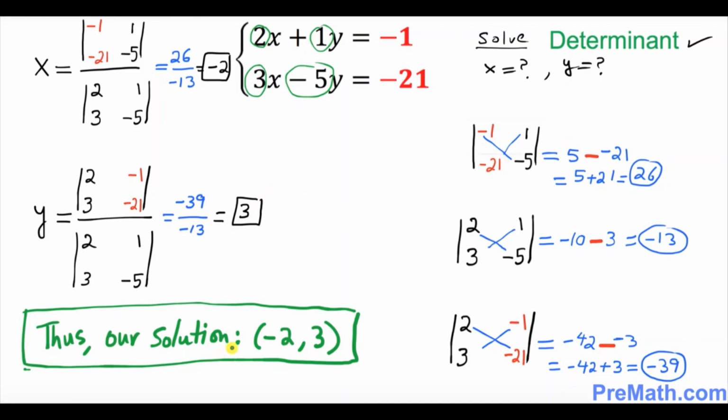Thus our solution turns out to be negative 2 comma 3. Negative 2 is your x value and 3 is your y value.